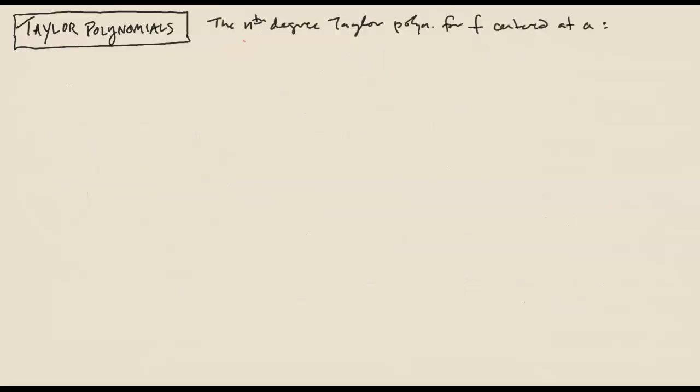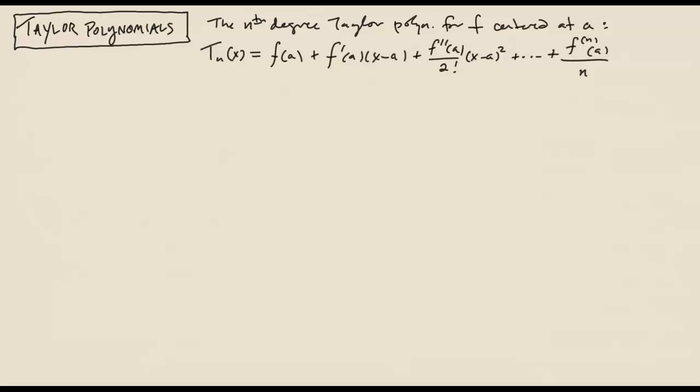So in general, what does the nth degree Taylor polynomial for f centered at A look like? Well, the beginning is exactly as you'd expect, f of A, because it has to match the function at A, plus f prime of A times x minus A, plus f double prime of A over 2 factorial times x minus A squared, plus, well, the pattern continues until you get all the way to the nth derivative of f divided by n factorial times x minus A to the n. And that's the general pattern.